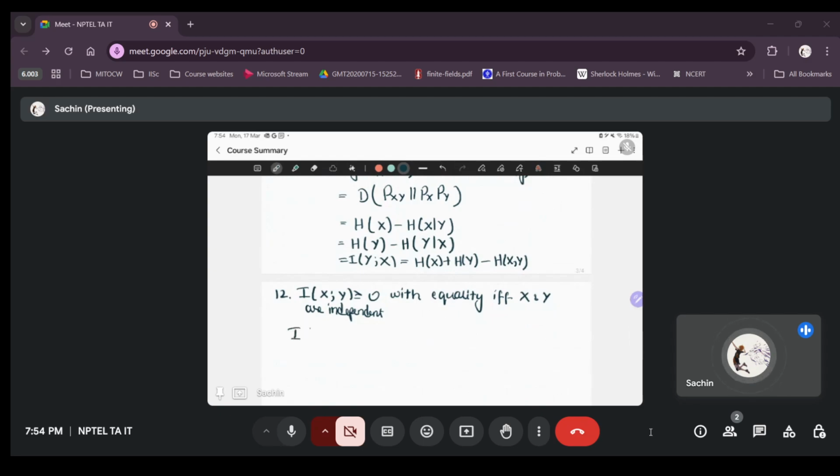Then you have the chain rule: I(X1, X2, ..., Xn; Y) is the summation of I(Xi; Y given X1, X2, up to Xi minus 1), where i goes from 1 to n.